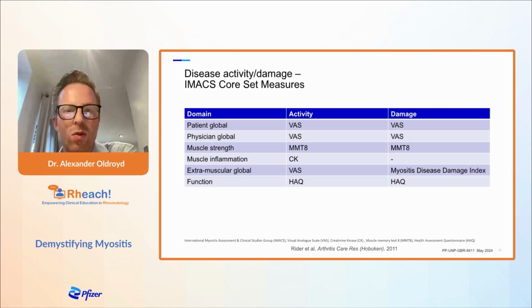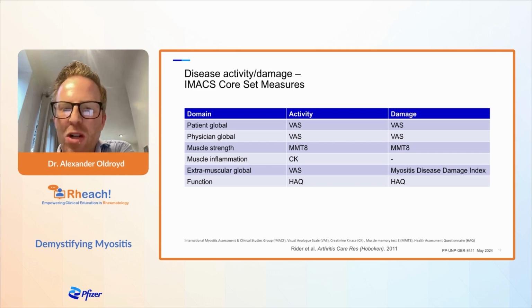Now, how do we quantify disease activity and damage? There are 6 different domains according to the IMACS core set measures. For activity, you can see in the middle column there, we're going to measure the patient global, 0 to 10, 10 being high disease activity. Physician global, again, 0 to 10.